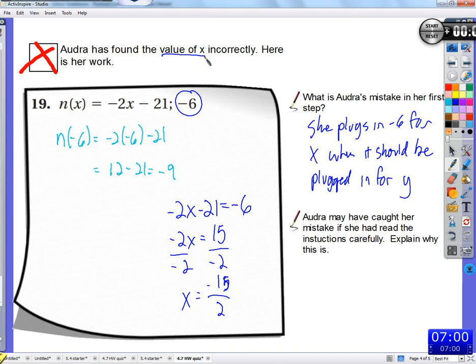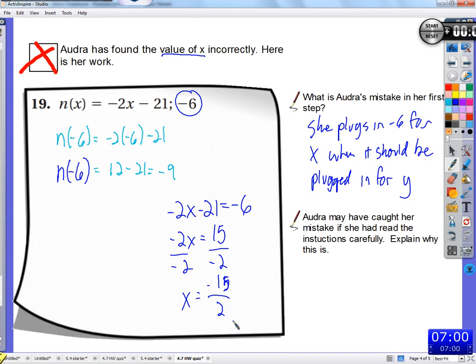When Audra gets done, what does she have? Does she have an x value? No, she doesn't. She's not able to write x equals. She's saying that n of negative 6 is negative 9. Which is true. If you plug in negative 6, you will get negative 9. But that's not what she's supposed to find. She's supposed to find what x would have to be. So even in the instructions it says find the value of x, but she doesn't find the value of x. She finds the value of y.